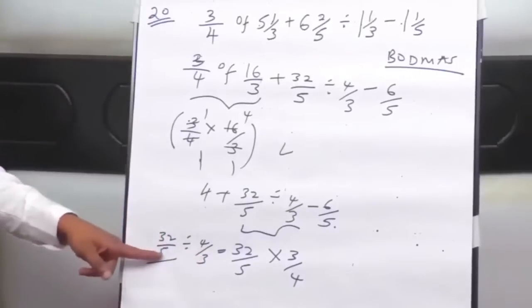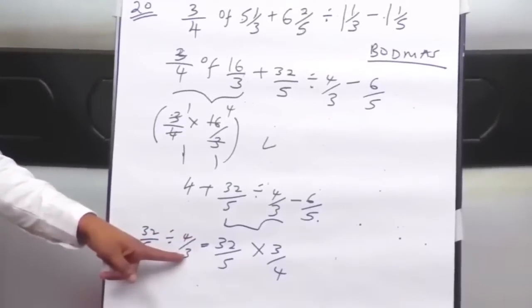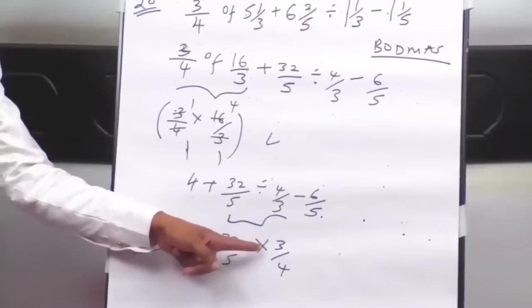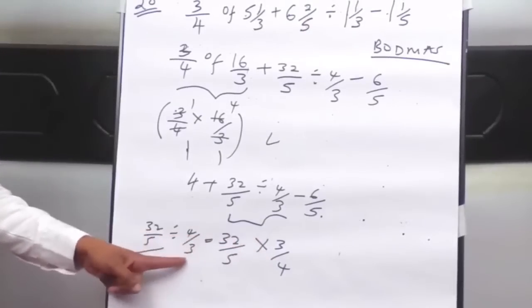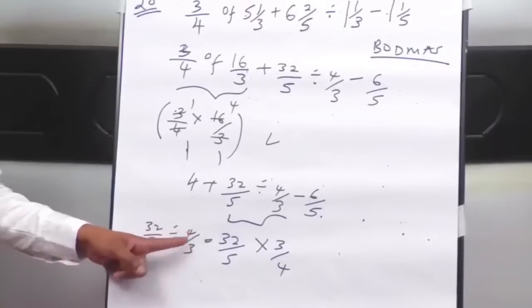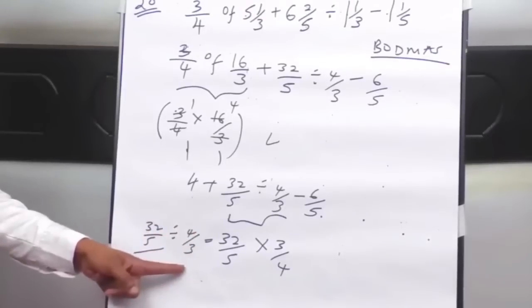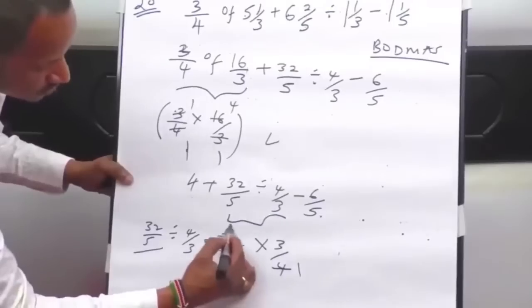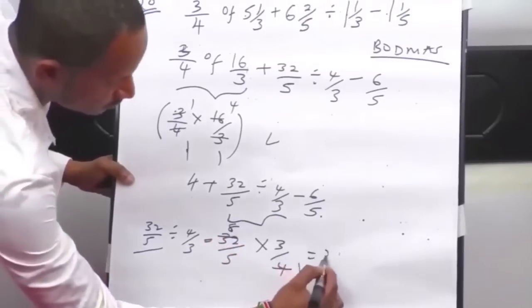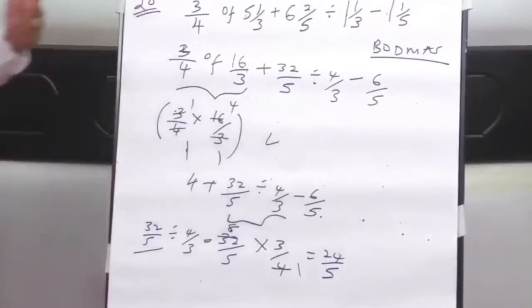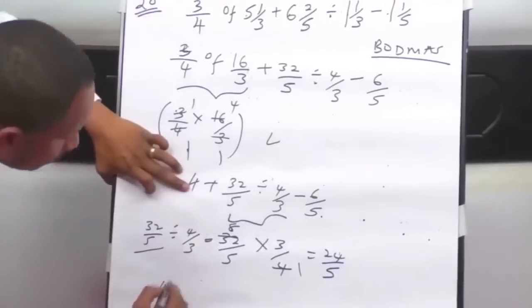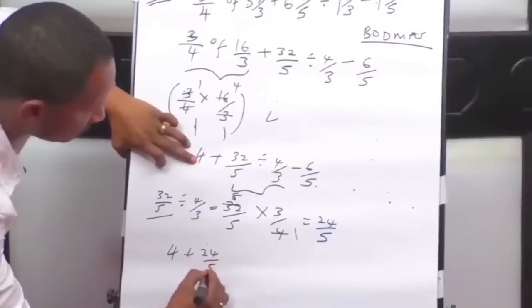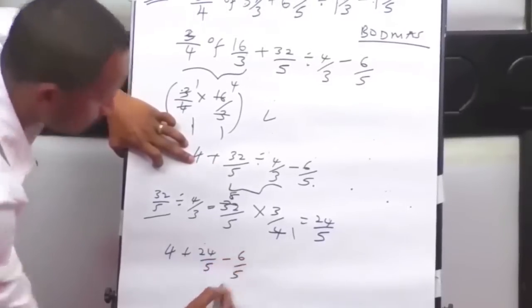Again, 32 over 5 divided by 4 over 3. You maintain 32 over 5. But the divide sign you change to times. Once you replace divide with times, then you get the reciprocal. It means that the reciprocal of 4 over 3 is 3 over 4. You multiply by 3 over 4. So, by cancellation, 4 goes into 4 once, 4 goes into 32 8 times. 8 times 3 is 24 over 5. Then replace it. The first value is 4. Then we've solved this, which is 24 over 5. So plus 24 over 5 minus 6 over 5.